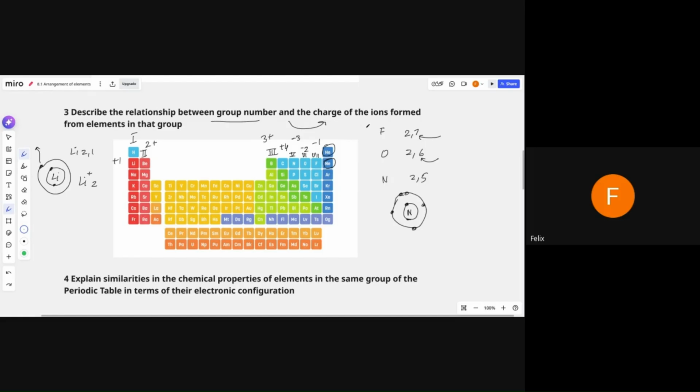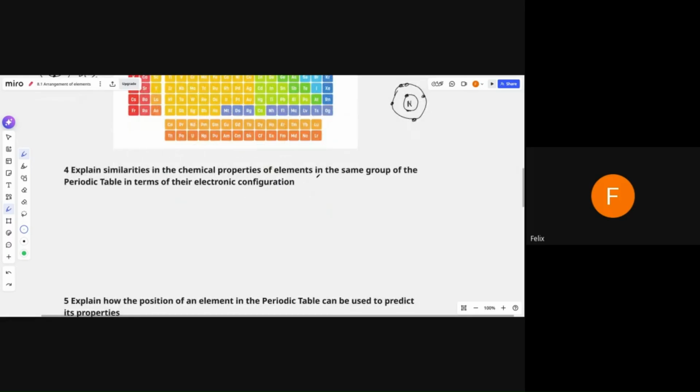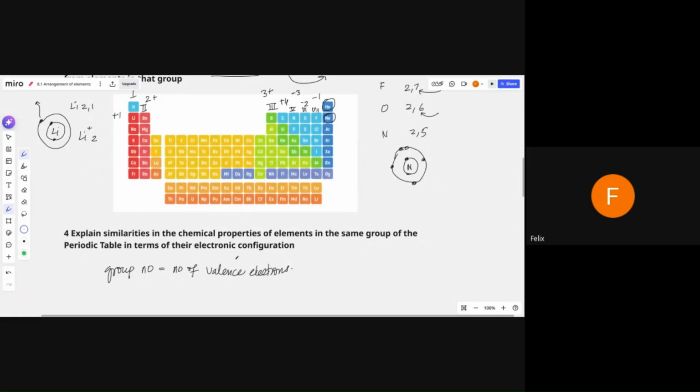Now we move on to the next subtopic, which is: explain similarities in chemical properties of elements in the same group of the periodic table in terms of their electronic configuration. This is important to understand. I'll use the diagram of the periodic table above. Group number equals the number of valence electrons. If the number of electrons in the outer shell is the same, they will have the same chemical properties. It categorically says chemical properties.